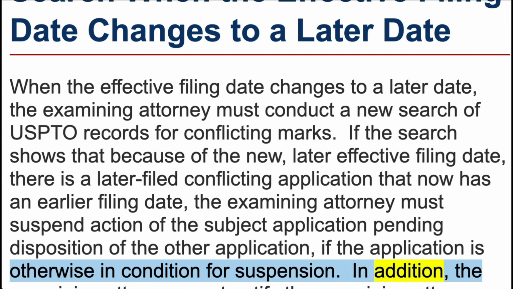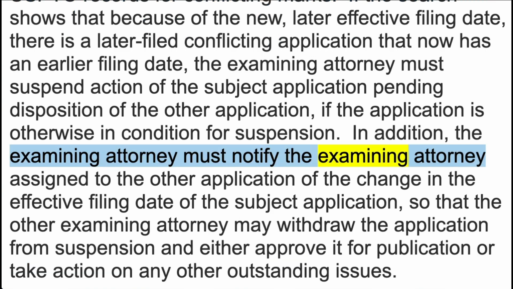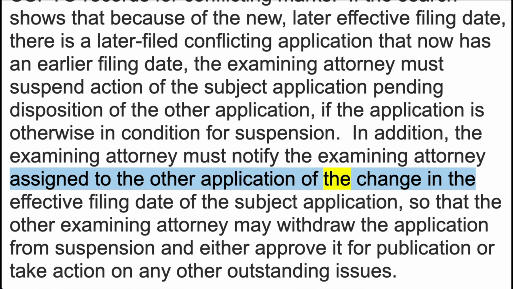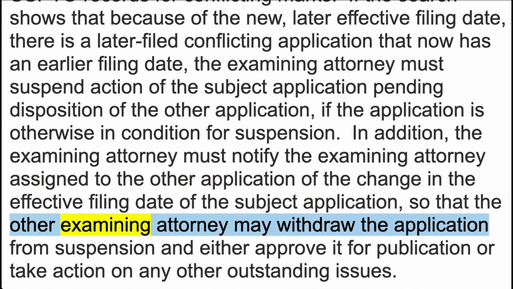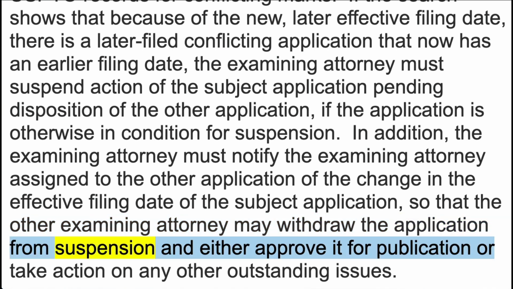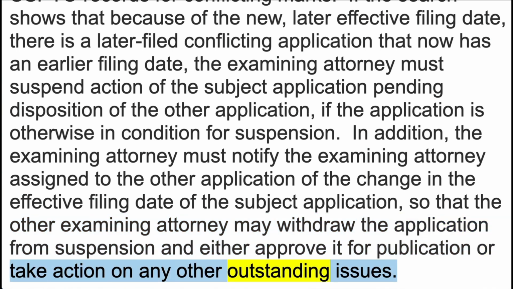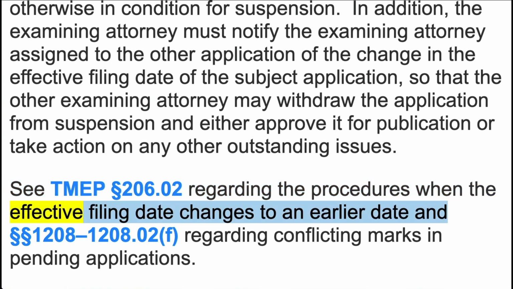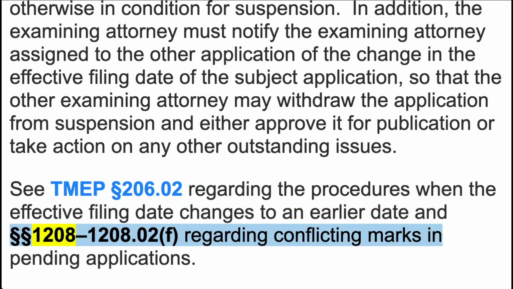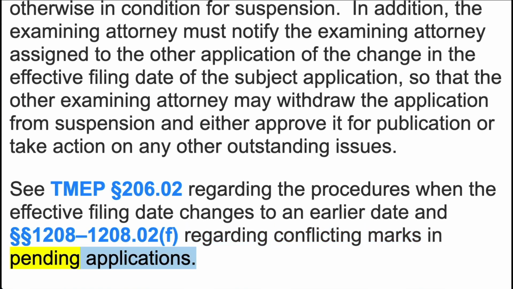In addition, the examining attorney must notify the examining attorney assigned to the other application of the change in the effective filing date of the subject application, so that the other examining attorney may withdraw the application from suspension and either approve it for publication or take action on any other outstanding issues. See TMEP Section 206.02 regarding the procedures when the effective filing date changes to an earlier date, and Sections 1208 and 1208.02(f) regarding conflicting marks in pending applications.